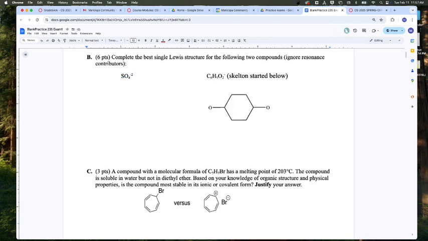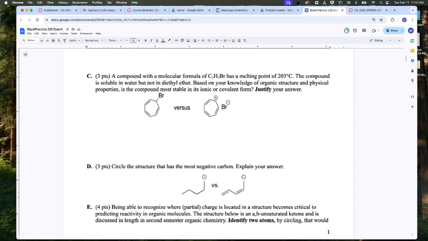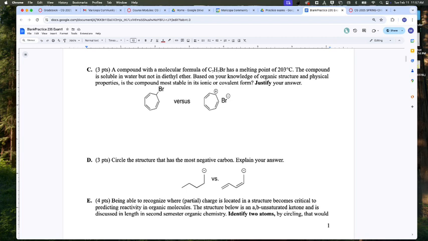I'm going to scroll a little bit, but you should still be able to read everything. Should I read it to you? Sure, why not? A compound with a molecular formula of that has a melting point of 203. The compound is soluble in water but not in diethyl ether. Based on your knowledge of organic structure and physical properties, is the compound most stable in its ionic or its covalent form? Justify your answer.